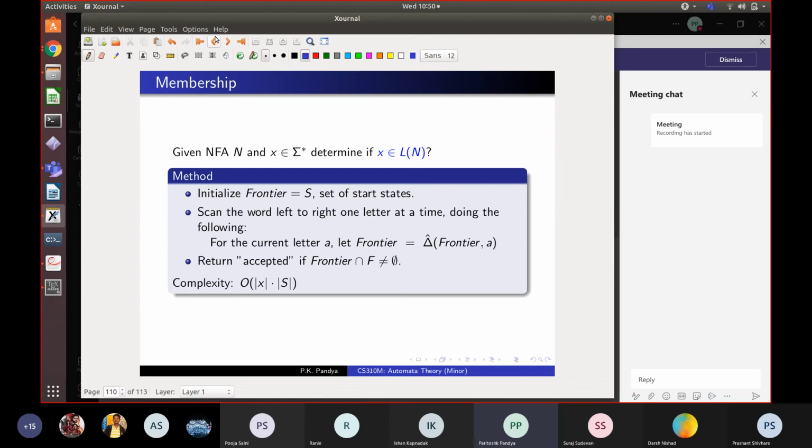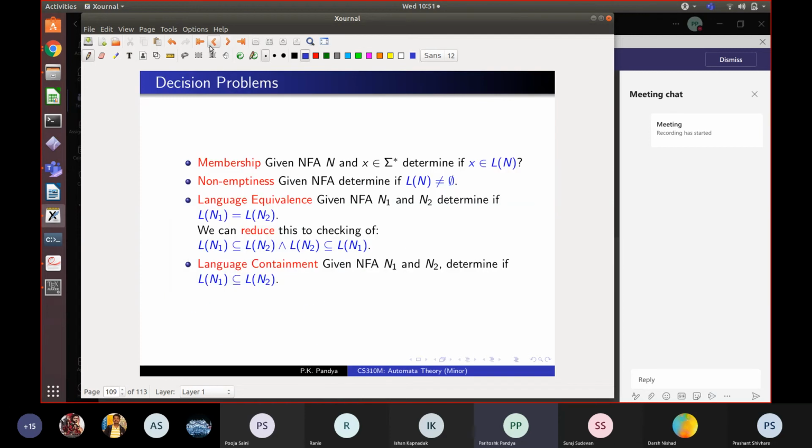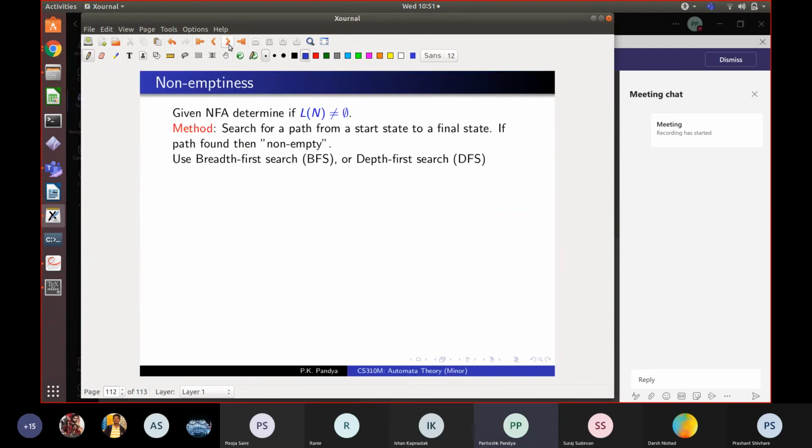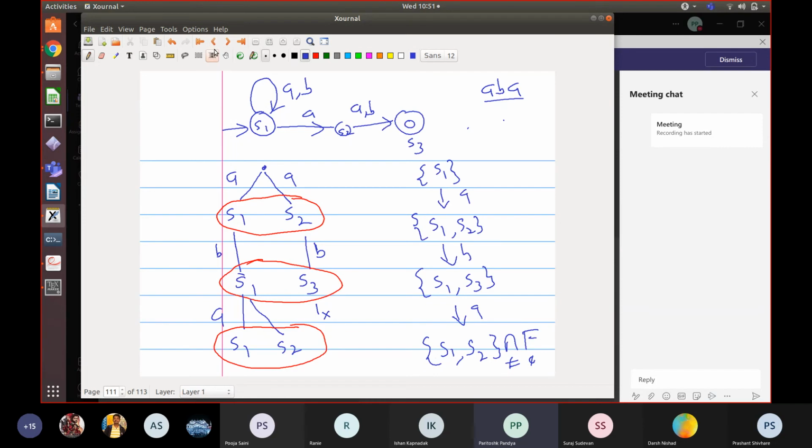If this was a DFA, then you will not get multiple runs. You will get a unique run, and it's very easy to implement. You just check which state you go to. You just store the current state and keep updating it, right? So you just simulate the DFA. In case of an NFA, you will have to keep these frontiers, the set of states which are reachable. Is this clear to you? This membership problem?